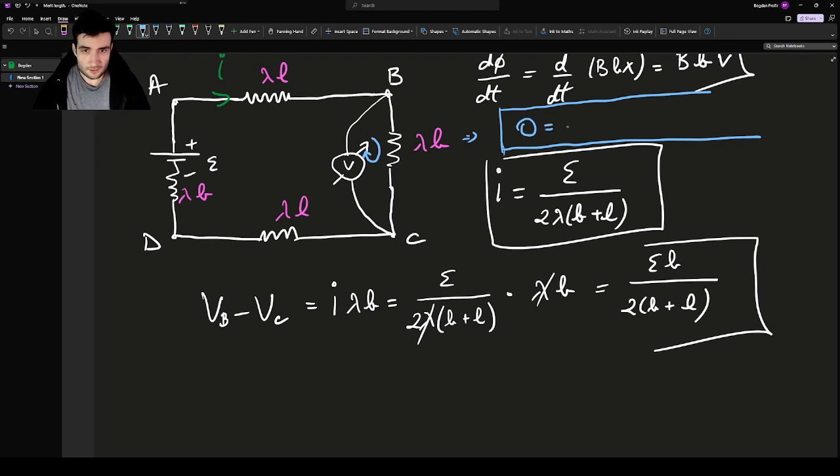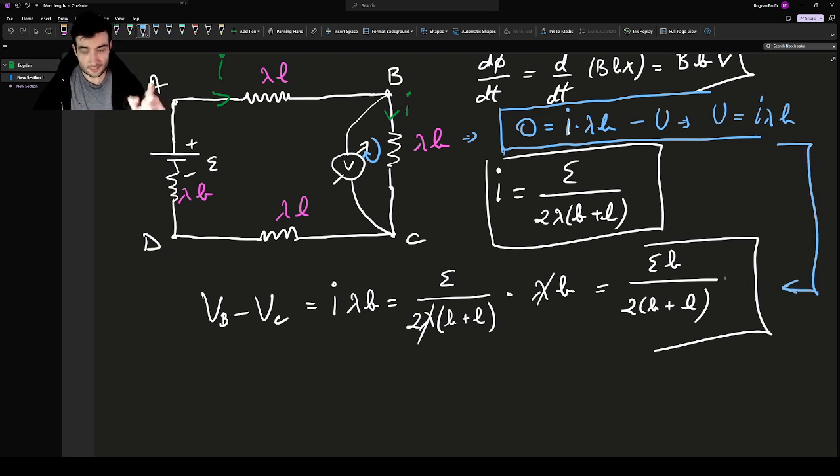And then, on this branch, you would have I as the current multiplied with the resistance. So it's I multiplied by lambda B. And then on the other side, you have the reading of the voltmeter, which is U. So if you rearrange this, you get U is equal to I times lambda B, which will be the same as this. And that's the first question.